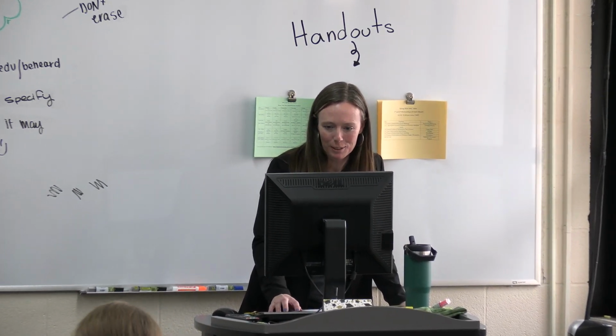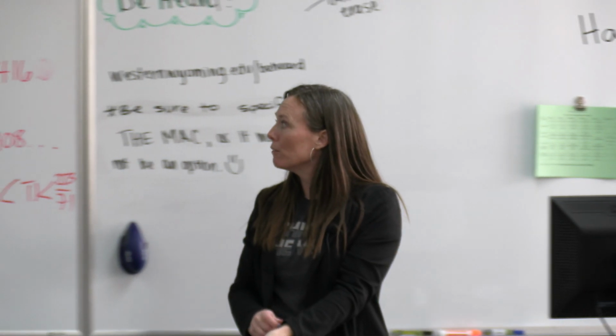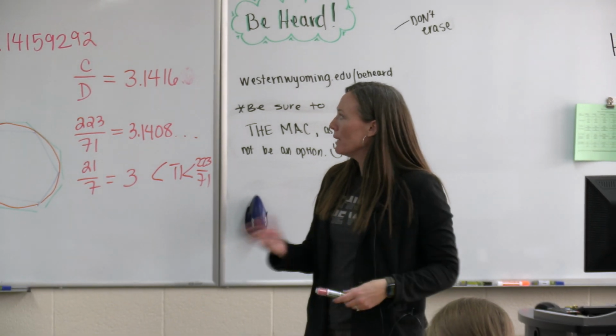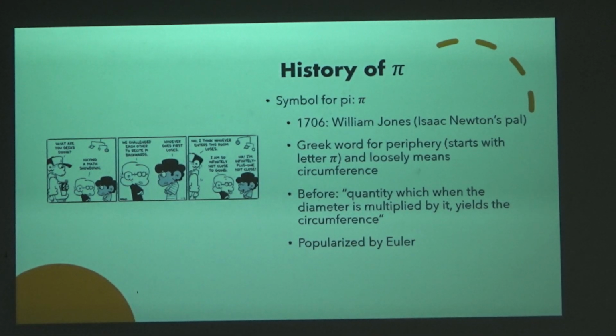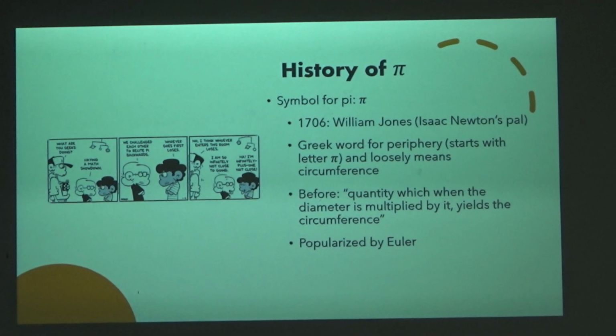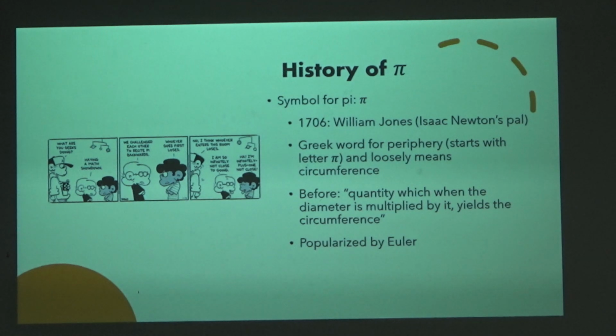All right, a little bit more history of pi. Where did we get the symbol for pi? This is attributed to William Jones. He was Isaac Newton's pal. And they think that it came from the Greek word for periphery, which loosely means circumference in Greek. And the p is the letter pi in the Greek alphabet.